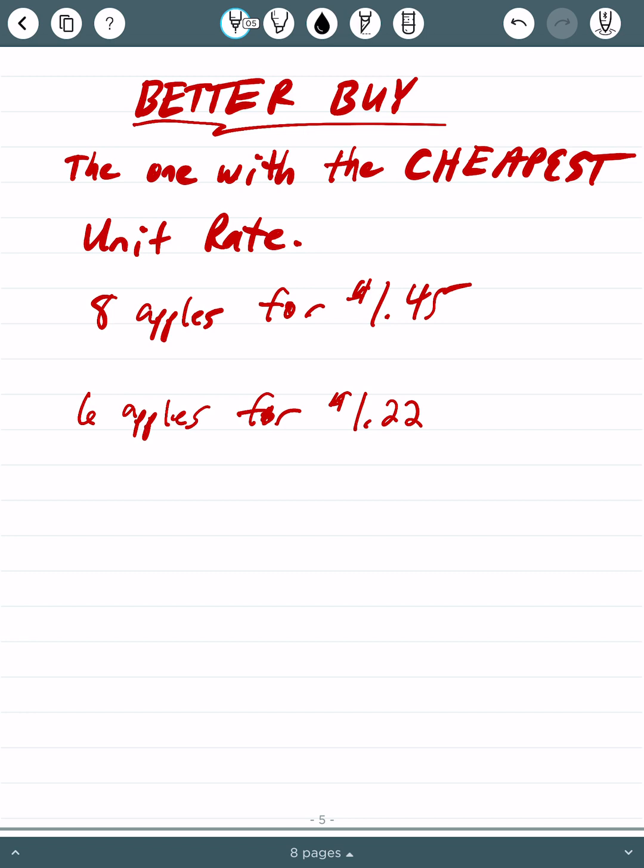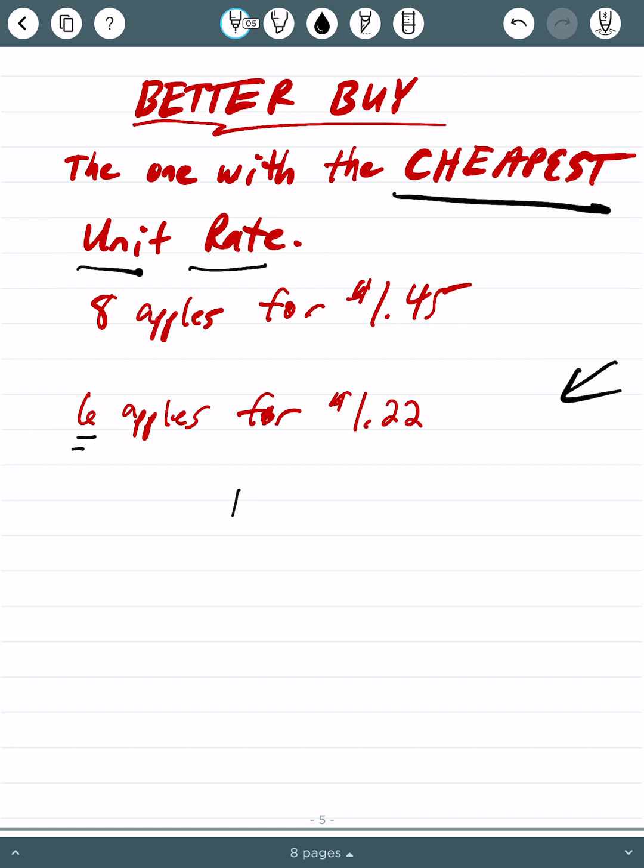Now, the last thing that we're going to look at is a better buy. And the better buy is the one with the cheapest unit rate. A lot of people see this and say, okay, that's the better buy because it's cheaper. It's $1.22. Yeah, but you're getting a lot less apples too. So to find a better buy, you're basically going to be doing a unit rate for each one of them and then selecting the cheaper one.